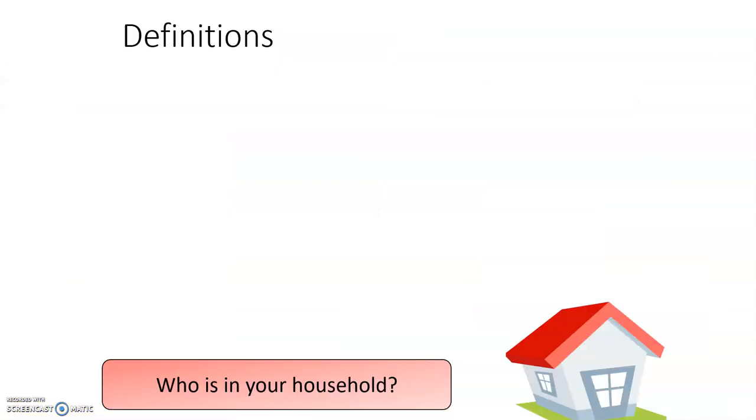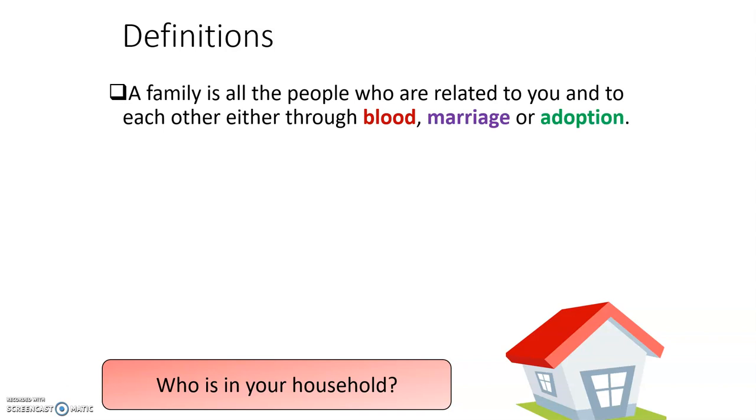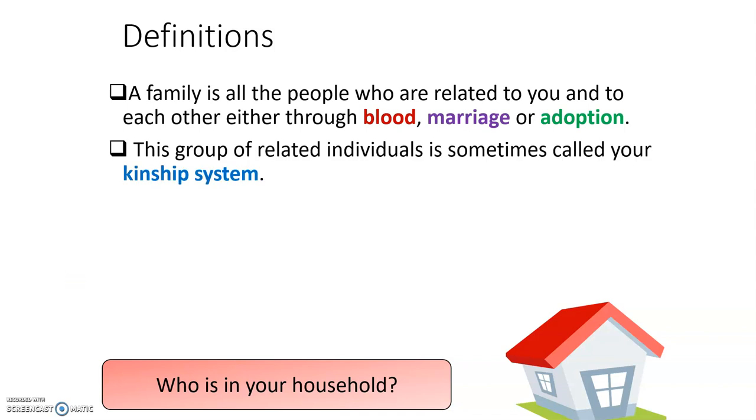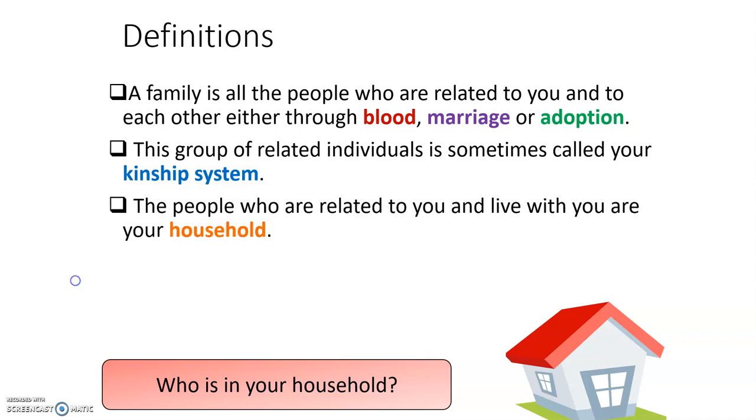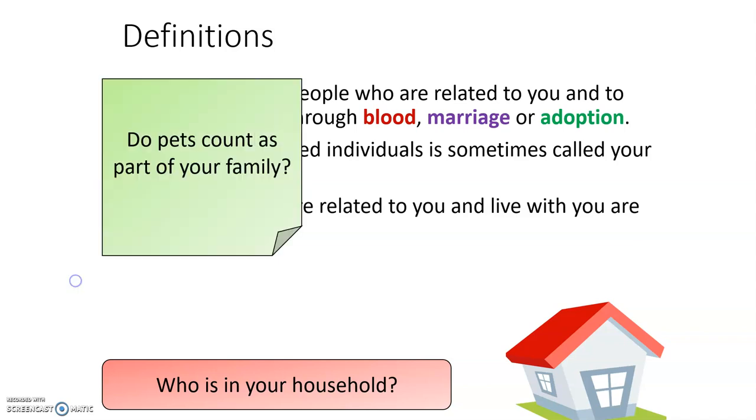So, some key definitions then. A family is all the people who are basically related to you through blood, marriage, or it could be adoption. Sometimes, obviously, these will be people who live with you, but not necessarily. This group of related individuals is sometimes called a kinship system. It's not used that often. Most people obviously use the term family. And the people who are related to you and live with you are your household.